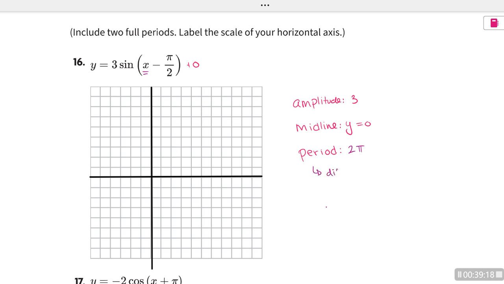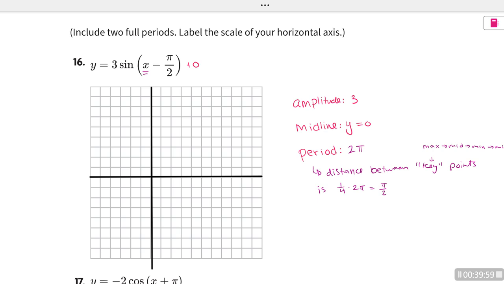So it means my distance between key points is 1/4 times 2 pi, which is pi over 2, because that's almost more helpful when we're graphing than to know the whole period, is to know how far apart those are. So when I say key, I mean max to midline to min back to the midline, and we're going to repeat that cycle.